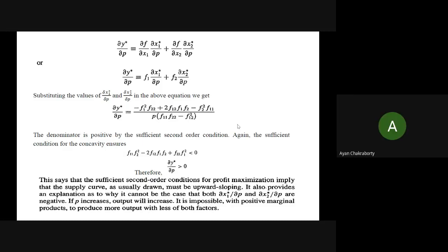Yes, ma'am, it's the same. Very good. Others? Yes, ma'am, it's the same. Okay. So del Y star by del P is equal to this expression.